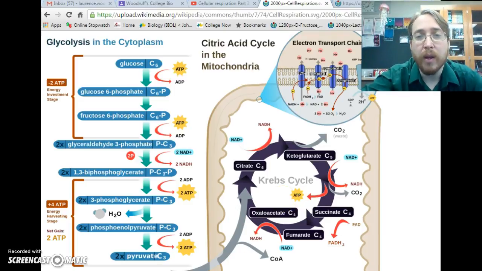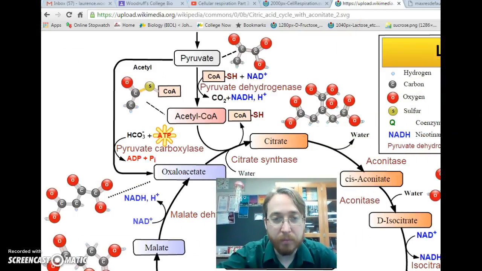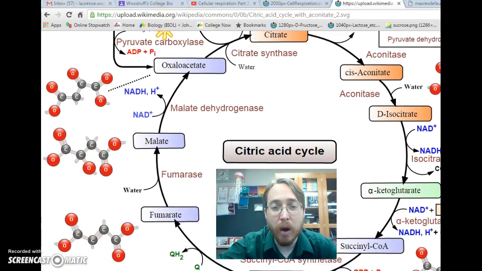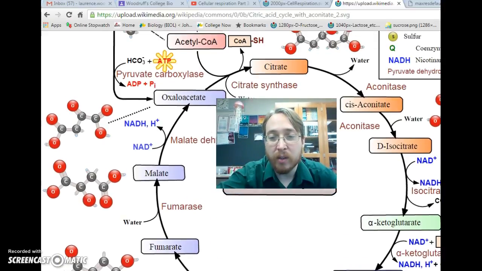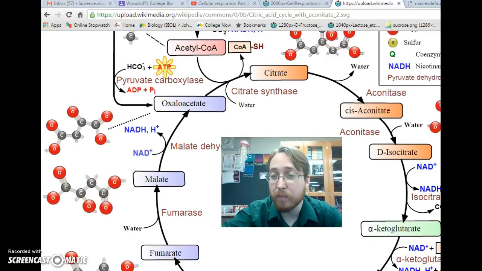Let's zoom in and take a closer look at this particular cycle. What we're seeing here is pyruvate being turned into acetyl-CoA. So this is our transition step. So once we have our acetyl-CoA, it becomes citrate, and we start this big, nice, long loop of reactions. And you can see that during some of these reactions, we give off water, which we know is a product of cellular respiration.